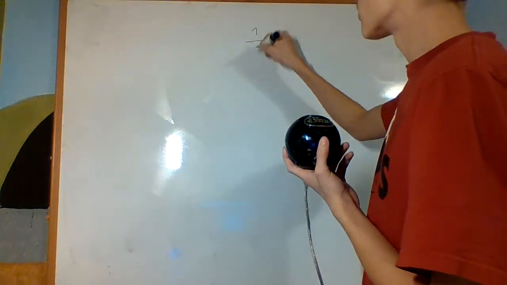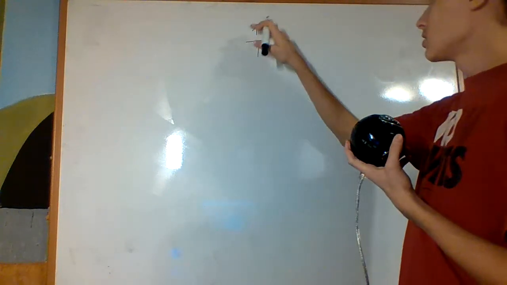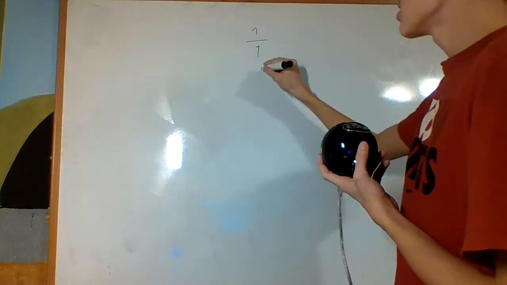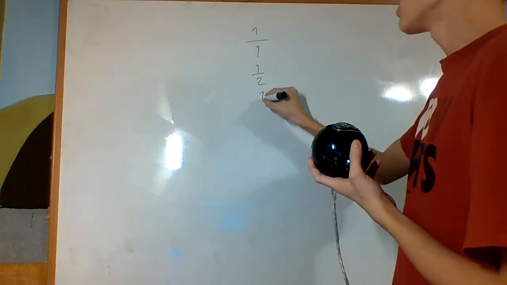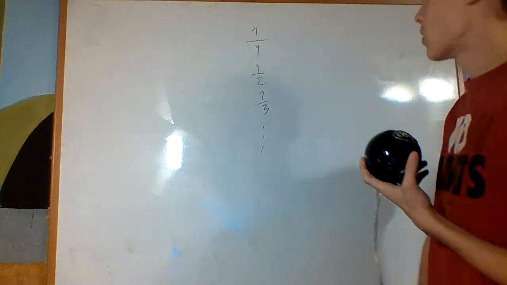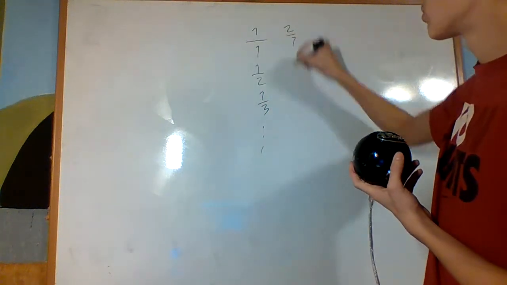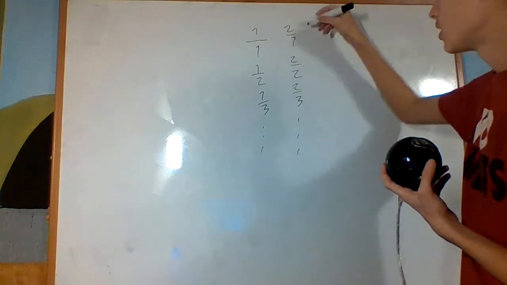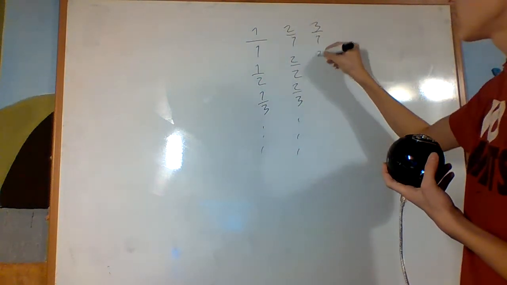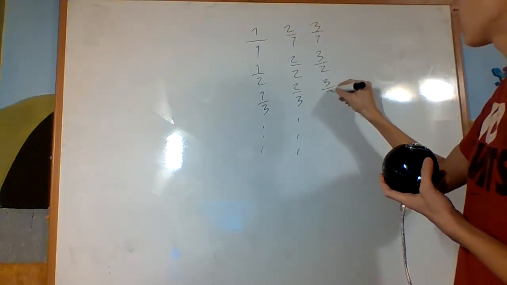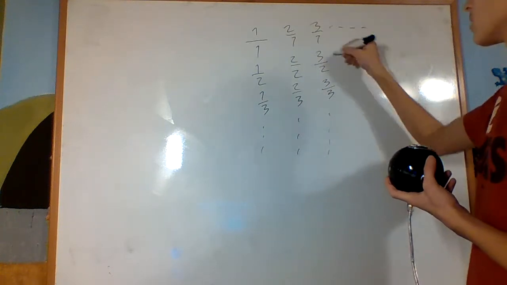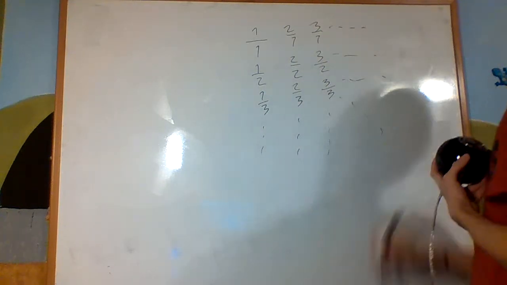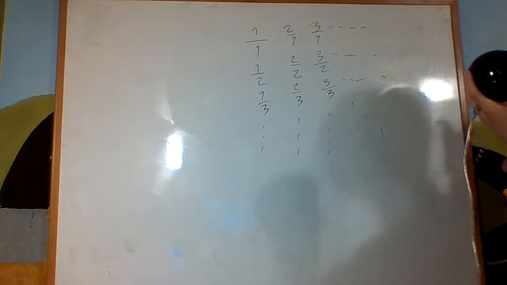Because if I have 1 over 1, right? So over here I'm going to have 1 over 1, then 1 over 2, then 1 over 3, and so on. Then I'm going to have 2 over 1, 2 over 2, 2 over 3, and so on, 3 over 1, 3 over 2, 3 over 3, and so on.